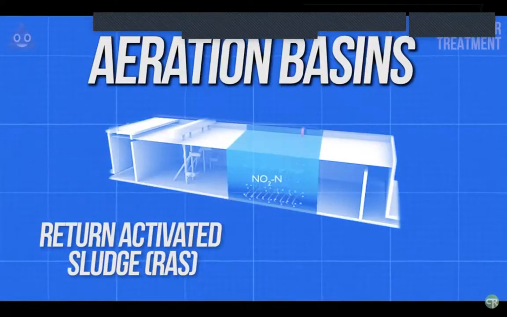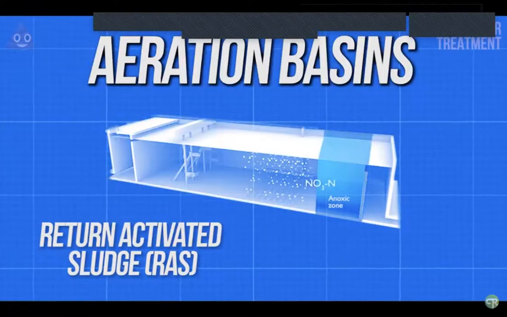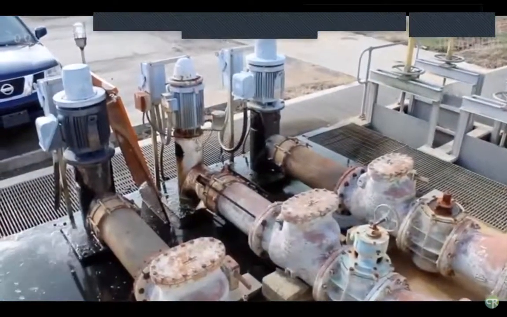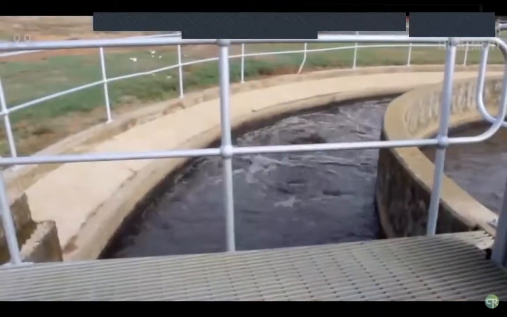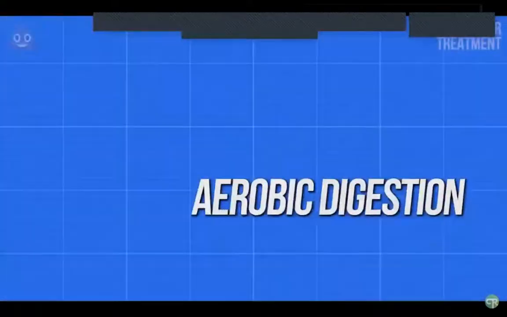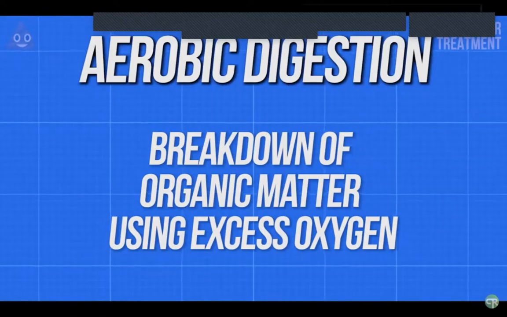You can think of return-activated sludge as a bunch of happy little bacteria that get to eat their favorite foods all day long. This introduction of significant amounts of bacteria along with the massive amounts of oxygen injected from the bubblers creates an environment perfect for the process of aerobic digestion. Summarized simply, it's the breakdown of organic matter along with the use of excess oxygen.